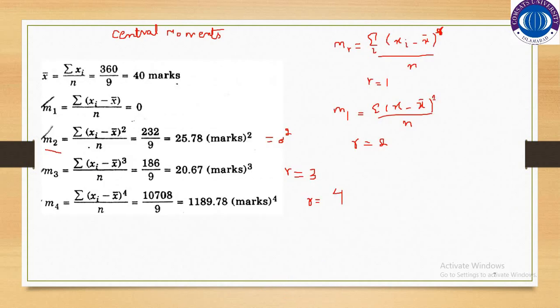Let me go back to the example which we have discussed. In this example, I am going to find beta 1, which is equal to M3 over S raised to the power 3. As this is the sample moment, this would be S squared, and S would be the square root of 25.78. So beta 1 will be equal to M3. What is the value of M3? 20.67. We will substitute it here.